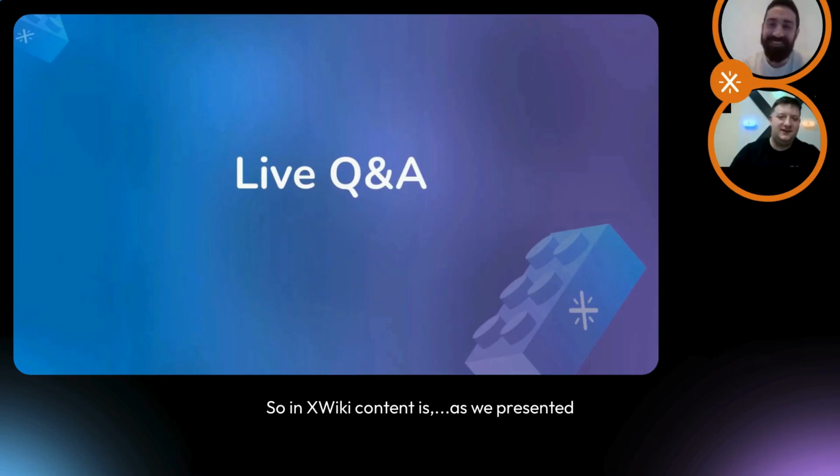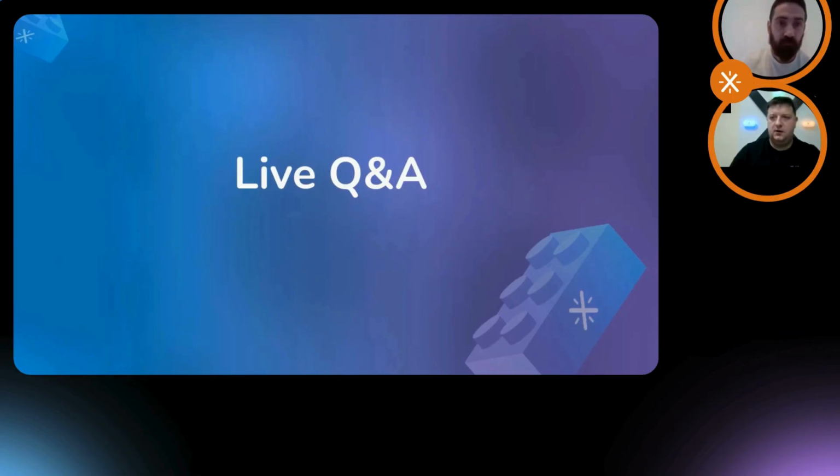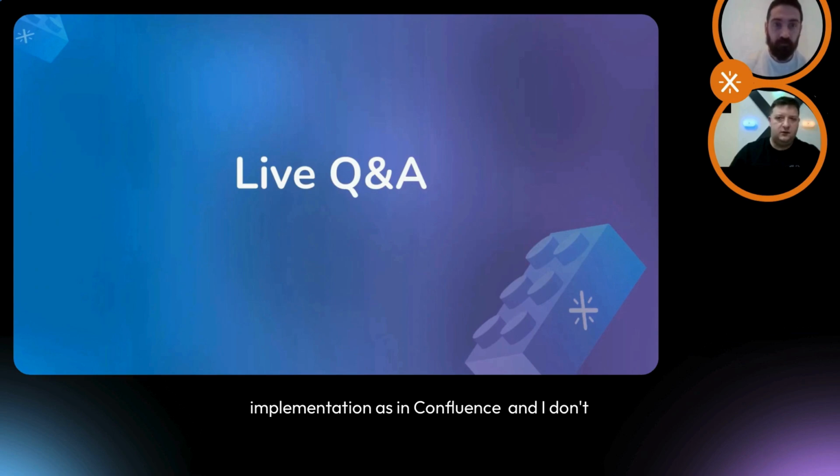So in XWiki, content is, as we presented earlier, XWiki has two ways of having the content. You can either use the subwikis, or you could use basically the nested pages. The nested pages are not a one-on-one implementation as in Confluence, and I don't think we're going to have that. However, you can give admin rights to a certain part of your subtree and have a similar effect to what you have in spaces in Confluence.